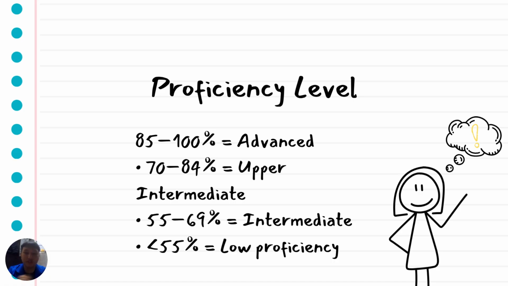This is the proficiency level. 85 to 100% is considered advanced. 70 to 84% is considered upper intermediate, then 55 to 69% is considered intermediate, and below 55% is considered low proficiency.